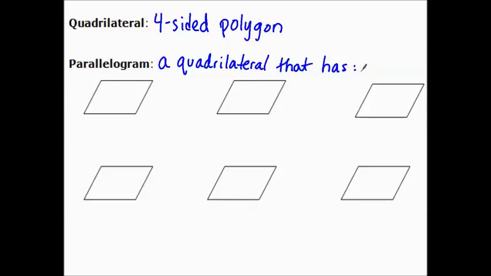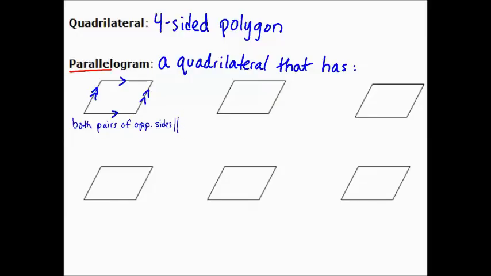Where does the word parallelogram come from? First of all, parallel sides. The opposite sides are parallel. Those sides are parallel. Those sides are parallel. So we describe this property, this definition, by saying both pairs of opposite sides are parallel.